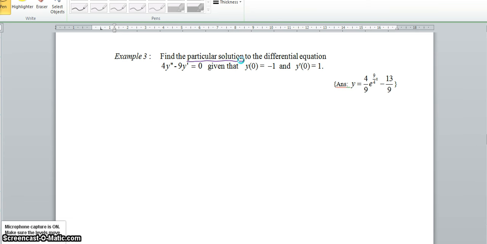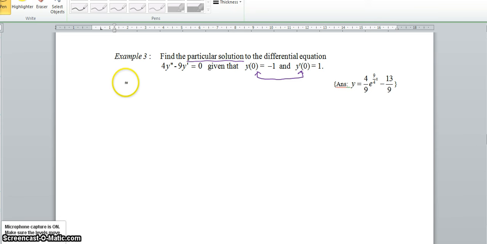To the differential equation, 4y double prime minus 9y prime equal to 0. And besides this given equation, you're also given two conditions. One is the value of y when x is equal to 0, which is -1. The other condition is the value of y prime when x is equal to 0, which is equal to 1. So we'll be using these two additional conditions to solve the particular solution for this equation. In order to do that, we'll find the general solution first.